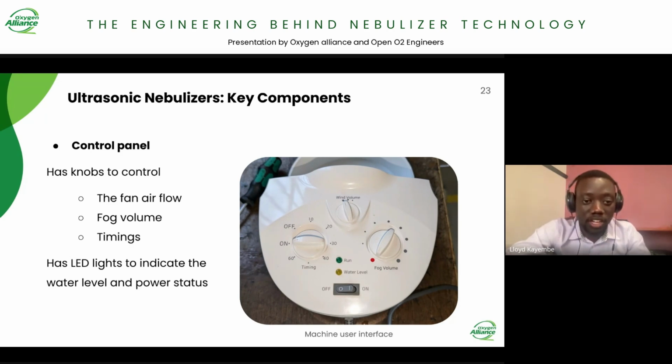So you can see the control knob on top is the one that controls that flap and ensures that the airflow that you want is pushing out the mist. And the other knobs control the timing and the fog volume, that is the size of the particles. The control panel also has LED lights or indicators that indicate the level of the cooling water and the power status of the machine. I will explain more about this cooling water in the next slides.